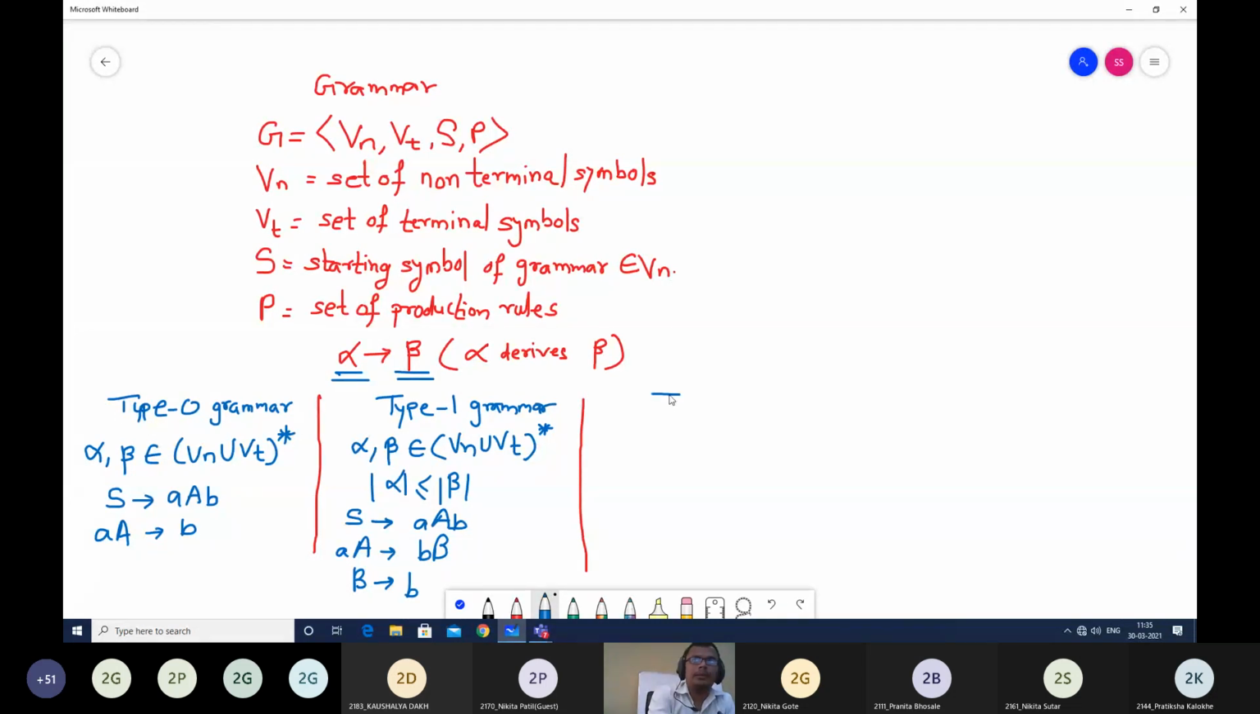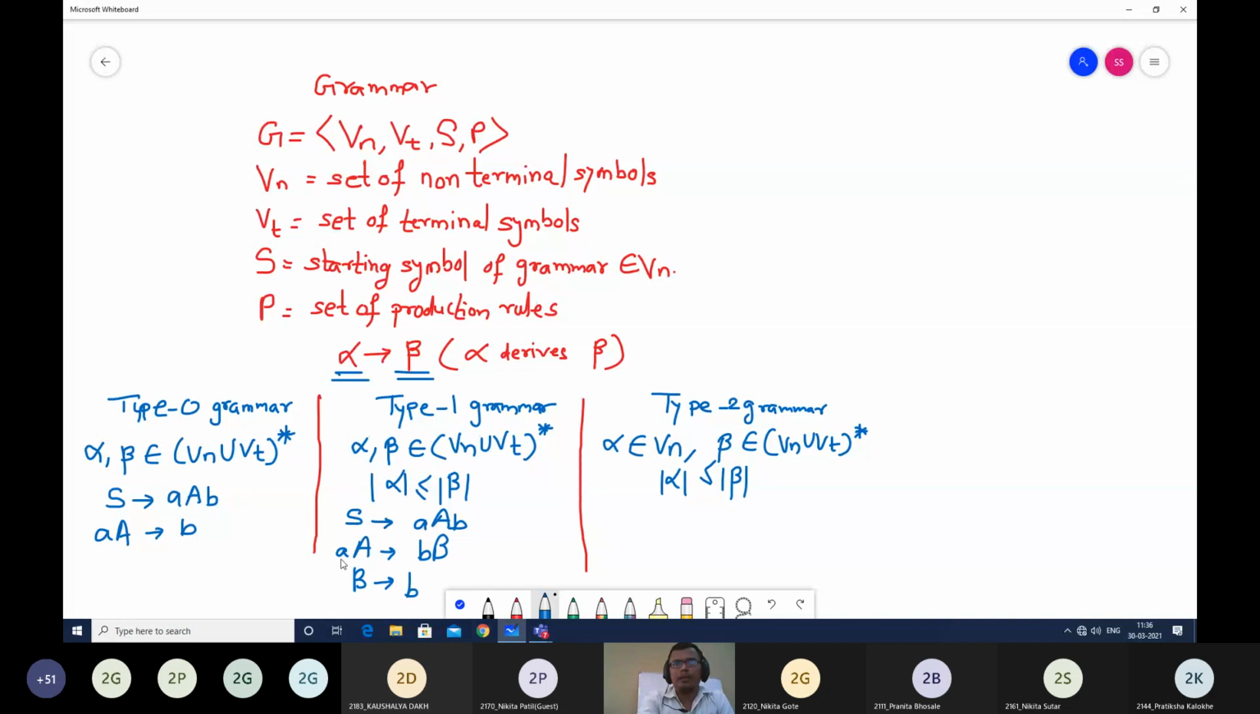Next is type 2 grammar. What is there in case of type 2 grammar? Here alpha compulsorily has to be a non-terminal symbol. And beta can be any combination of terminal and non-terminal symbols. So the left hand side of your derivation compulsorily has to be a non-terminal symbol. And no doubt the length of alpha should be less than or equal to the length of beta.